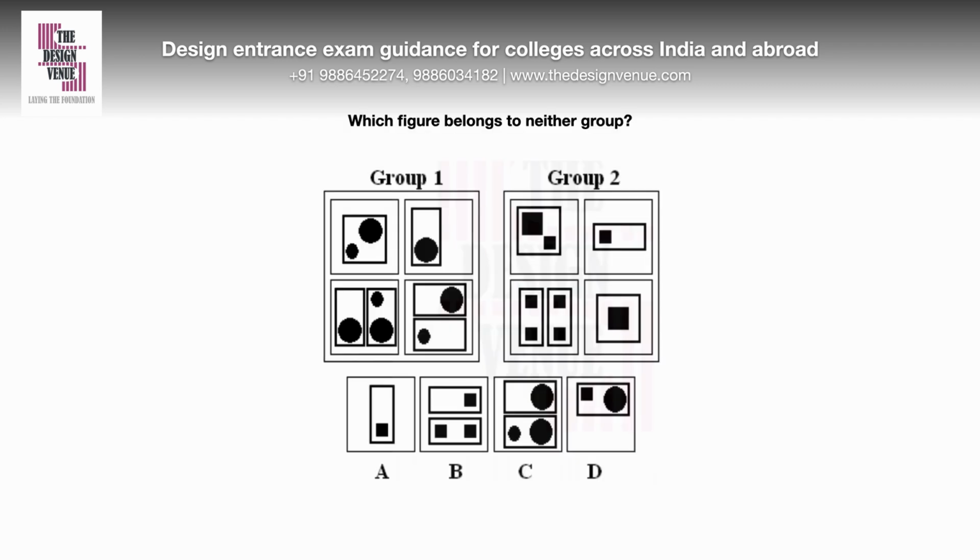Here, we have to determine which figure belongs to neither of the provided groups. First, find out similarities of the objects placed inside a group and then how the two groups are different from one another. Here, in group 1, rectangular containers are holding circles only. In group 2, rectangular containers are holding only squares. Hence, option A and B fall into group 2. Option C is part of group 1. Option D cannot be categorized into either of the two groups as the rectangular container holds a square as well as a circle. Hence, the correct answer is option D.